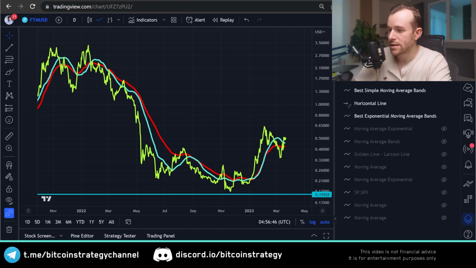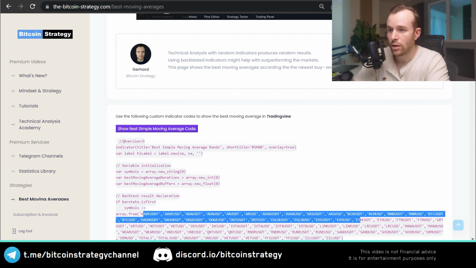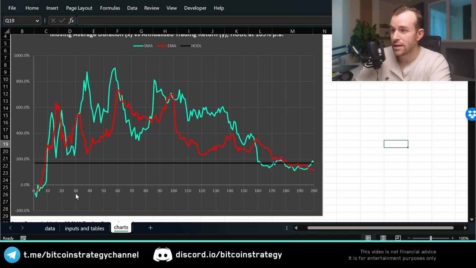Now these kinds of backtests I've done for several moving averages. There is a script, again, premium membership, where you can download this, you can copy paste this into TradingView, and you've got quite a few altcoins where I've done this best moving average backtest. In the past, I only backtested up to like the 50-day simple moving average, but now I modified the sheet to backtest up to the 200-day. So there are now updated moving averages.